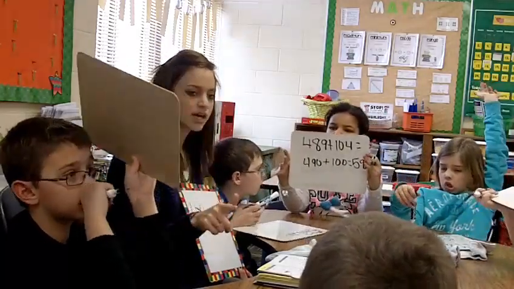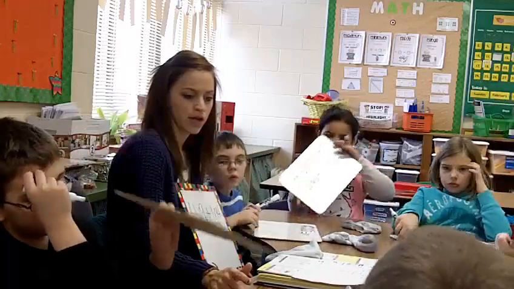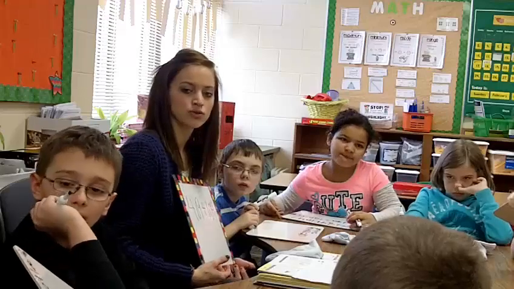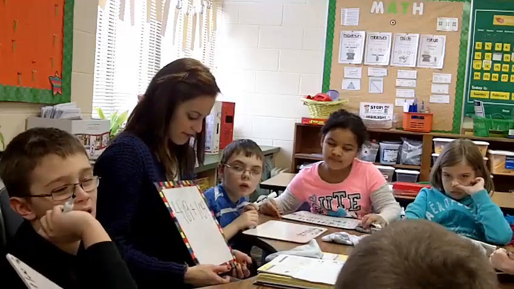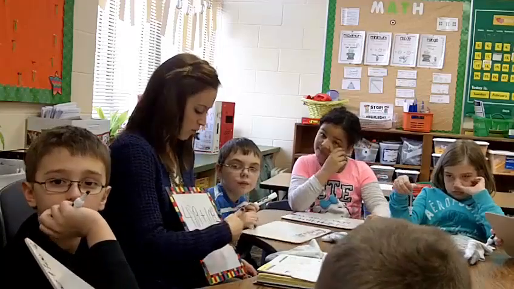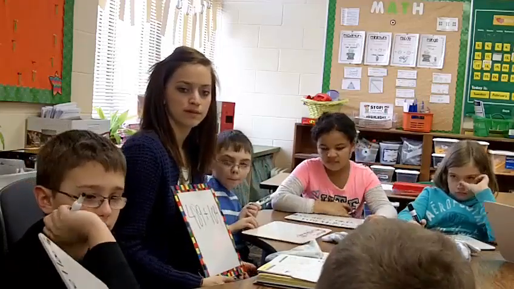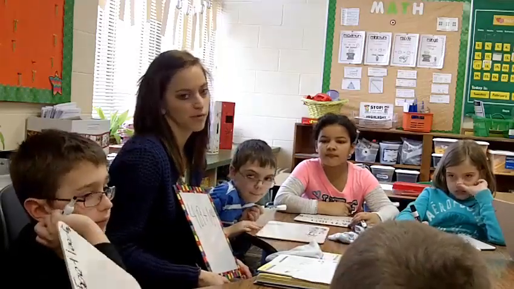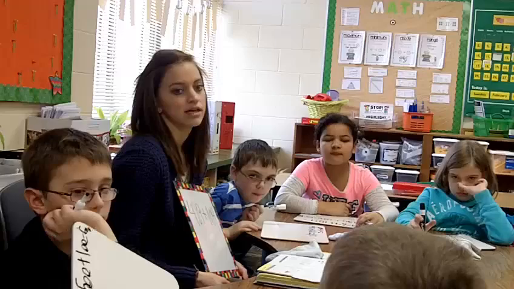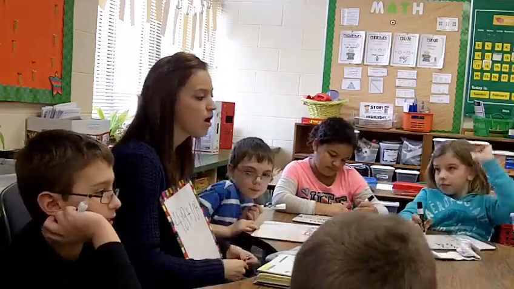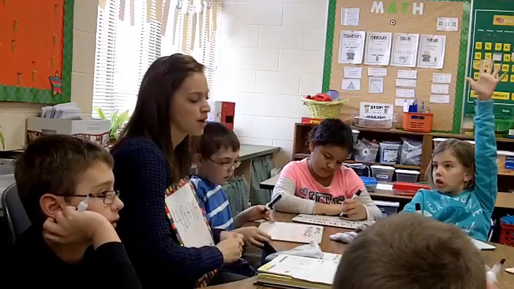Now, I want Jacob to hold up your board. And he rounded 489 to what? 500 instead of 490. And then you rounded 104 to 100. And then that gave you a ballpark estimate of 600. And that is perfectly okay. We do not all have to have the same ballpark estimate.